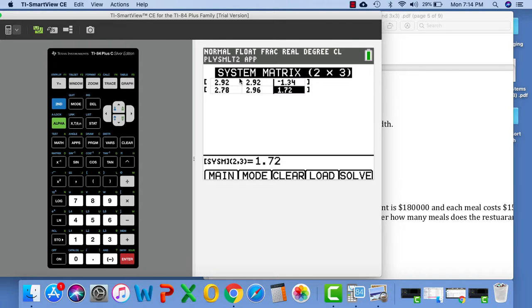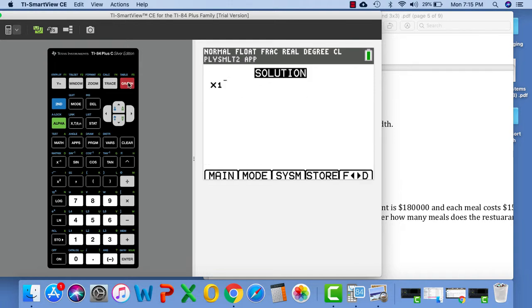Okay, once I have all the coefficients filled in for my matrix, notice it says solve above your graph button. So I'm going to hit my graph button to solve, and it's going to give me my value for x and y. This is my value for x. The calculator calls it x1 and x2. We're calling it x and y. But it gives it to us in fraction form rather than decimal form. And then here is our answer.